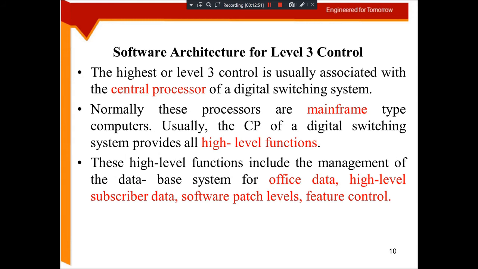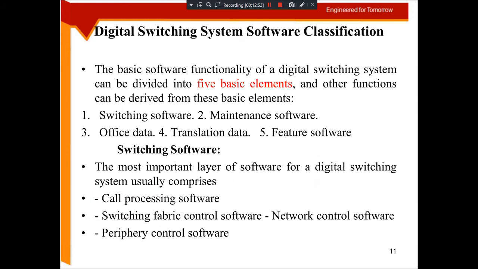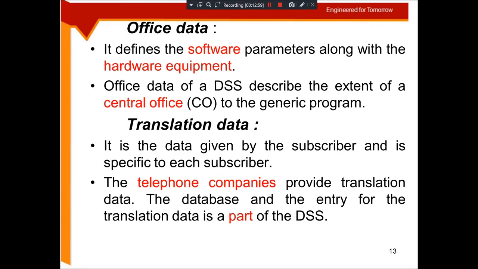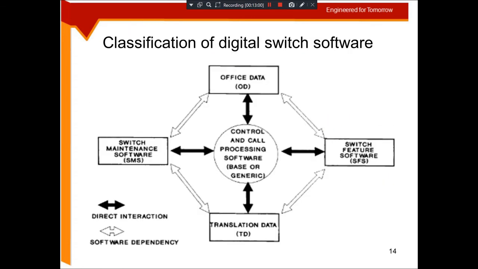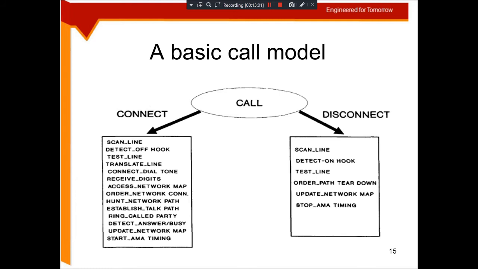We also discussed the classification. There are 5 types of classification, and each one of them we discussed. And the basic call models have 2 parts, that is connection and disconnection, and step by step things we have discussed for both the parts.